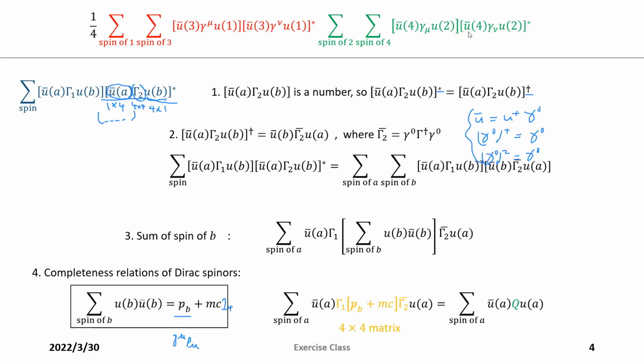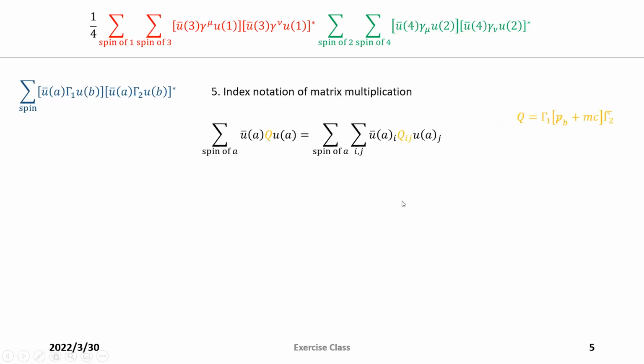Okay, I'm just repeating what has been said in lectures, and the next step is to use the index notations of matrix multiplications. So we just explicitly write down the indices of these matrices.